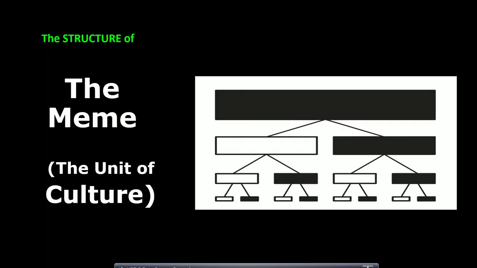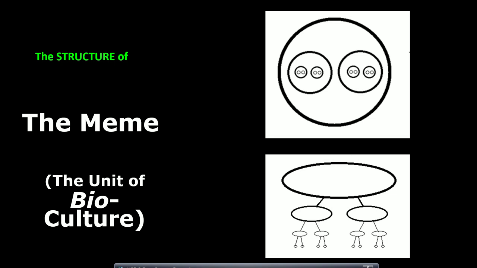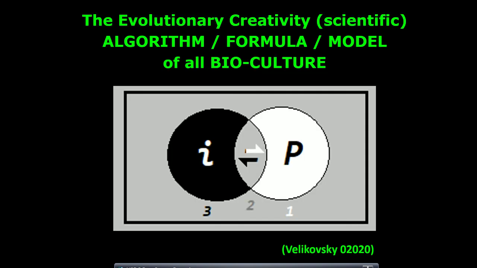So, what if this is the structure of the meme, the unit of culture? And what if it's a HOLON-parton, a whole and a part at the same time? Or we could look at biology, bioculture. It's the same structure, I believe. And I'd like to suggest the evolutionary creativity algorithm or formula or model for all bioculture might be as simple as this. I goes to P, goes to I, repeat.